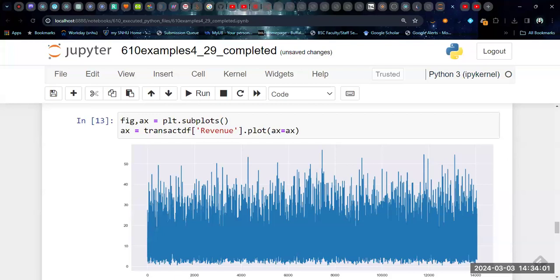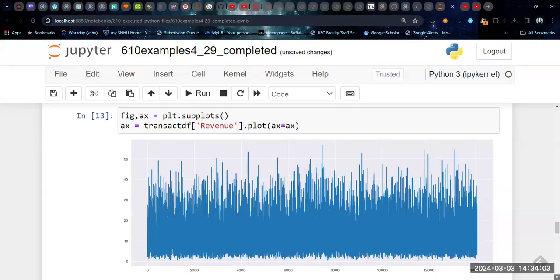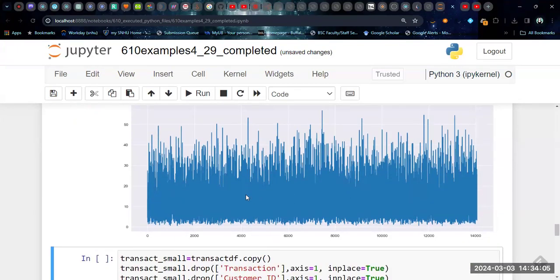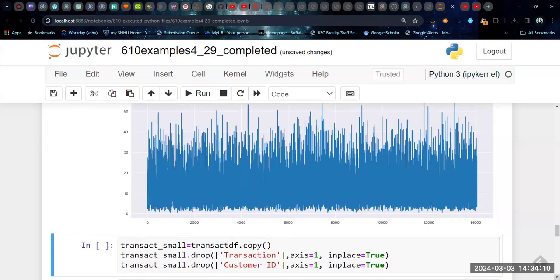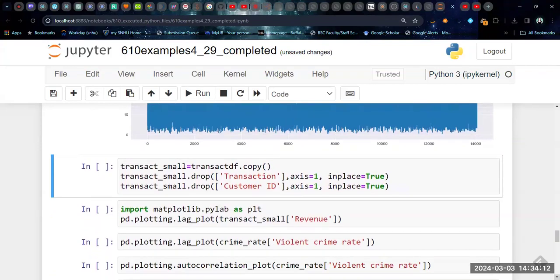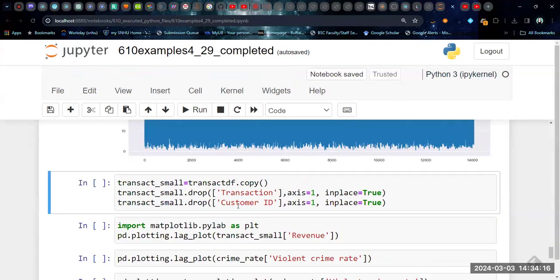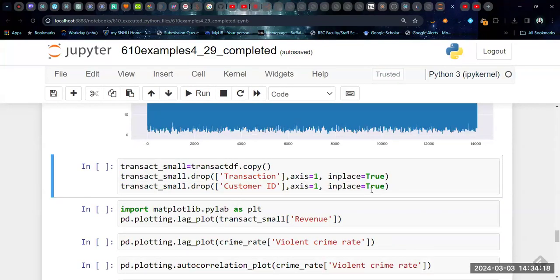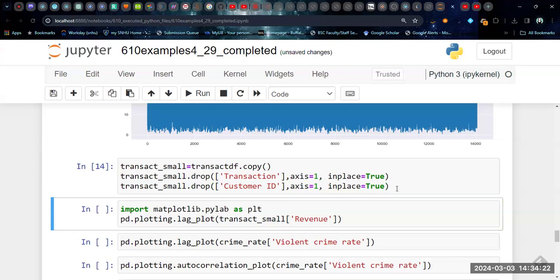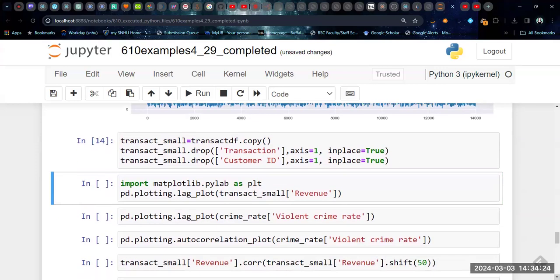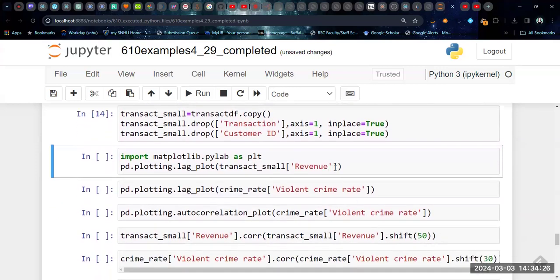And there's a lot of observations. There's 14,000 observations, and there's just no trend or sequential pattern as there is with the crime data. Now we're going to try and look at the data set again, and I'm going to remove the transaction and customer IDs, and then we can try to create some additional analyses.